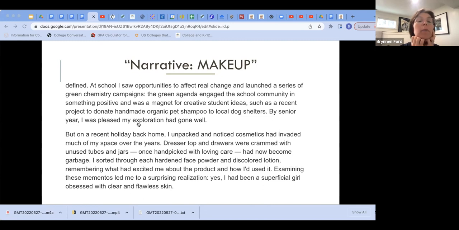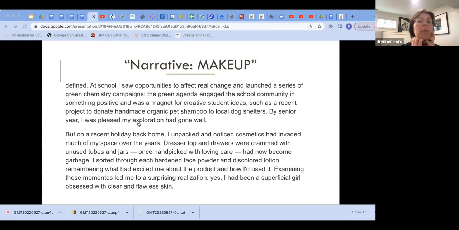At school, I saw opportunities to affect real change and launched a series of green chemistry campaigns. The green agenda engaged the school community in something positive and was a magnet for creative student ideas, such as a recent project to donate handmade organic pet shampoo to local dog shelters. By senior year, I was pleased my exploration had gone well.